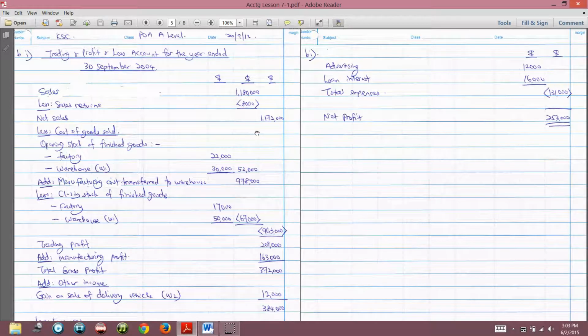But a bigger supermarket, like Giant or NTUC or Sheng Siong, has its own factory. Some of the factories are in Singapore. Some are overseas, in whatever country, Indonesia or whatever. So they have their own factory, and the factory will manufacture the products and send them to the supermarkets for sale. So that means under cost of goods sold.